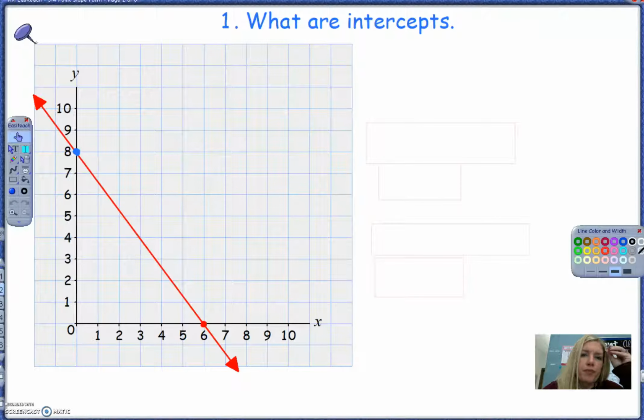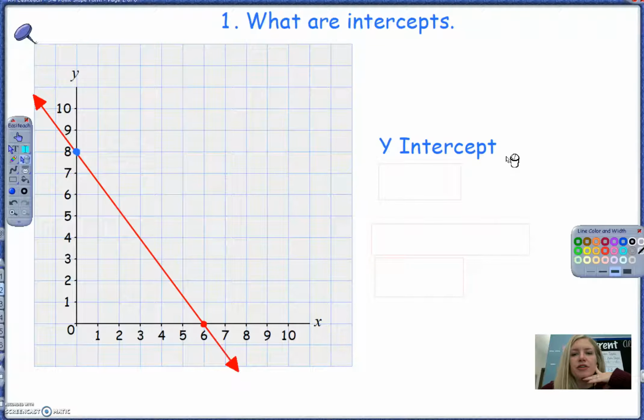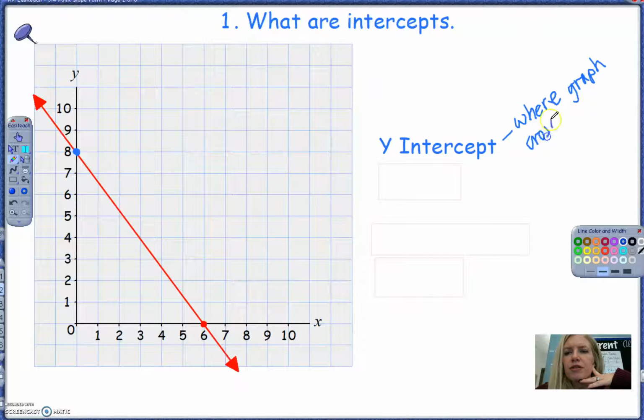Okay, so what are the intercepts? The intercepts, we're just talking about the points where they cross the line. Your y-intercept is where the graph crosses the y-axis. So in this case, our y-intercept, it's crossing over your y-axis here at this blue dot, which is 0, 8.